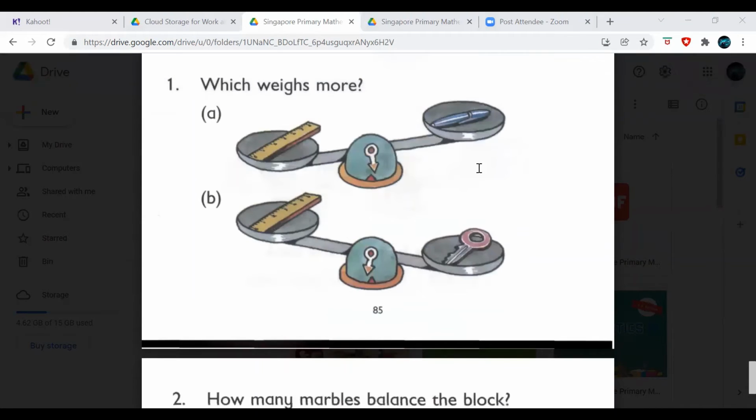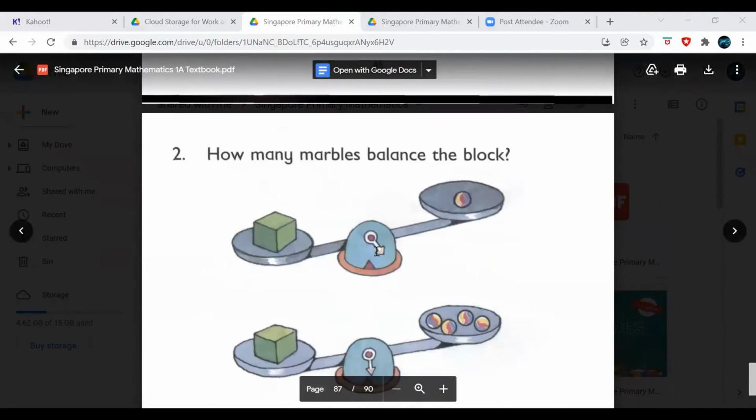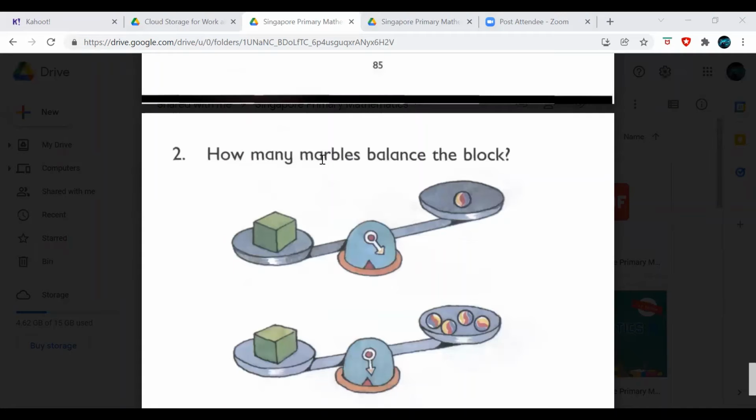Now, which do you think weighs more, a ruler or a pen? A ruler. Ruler, nice. What about a key and a ruler? Ruler. Nice. Okay.